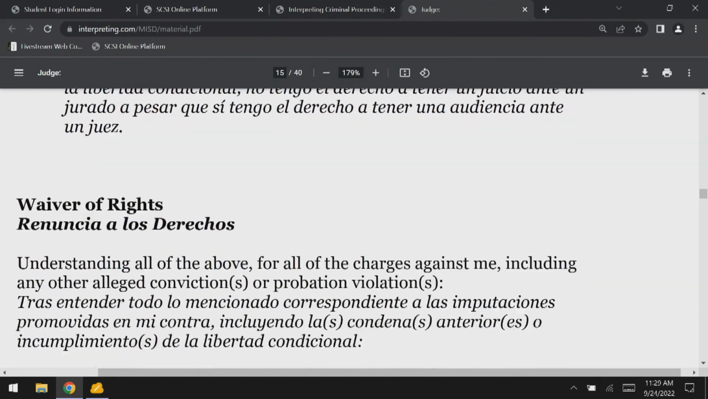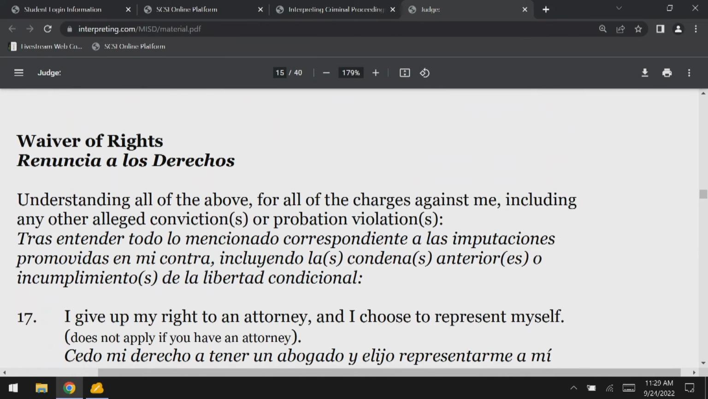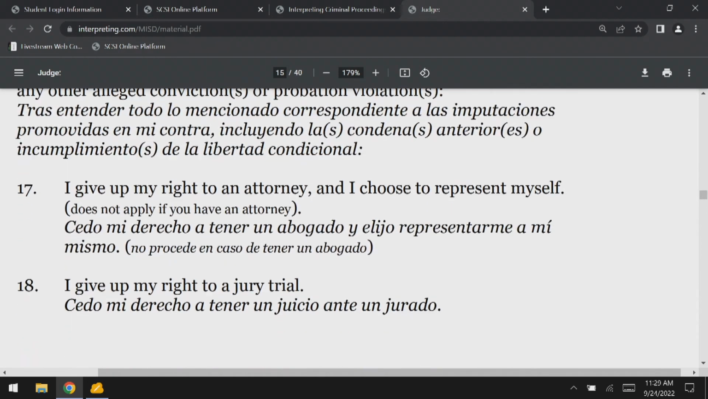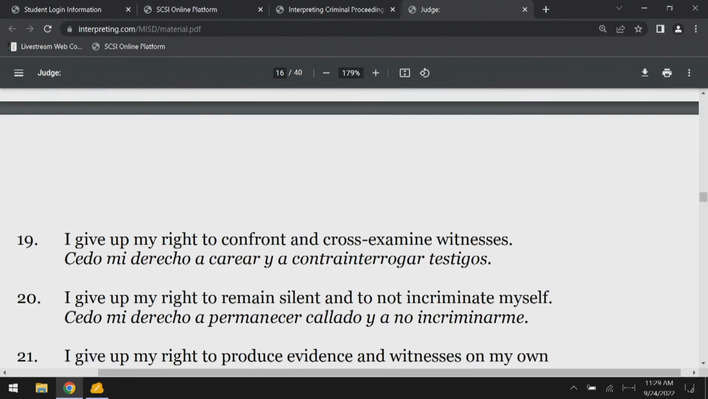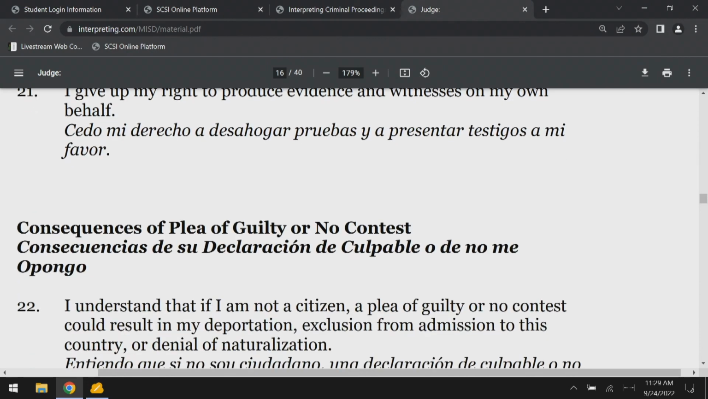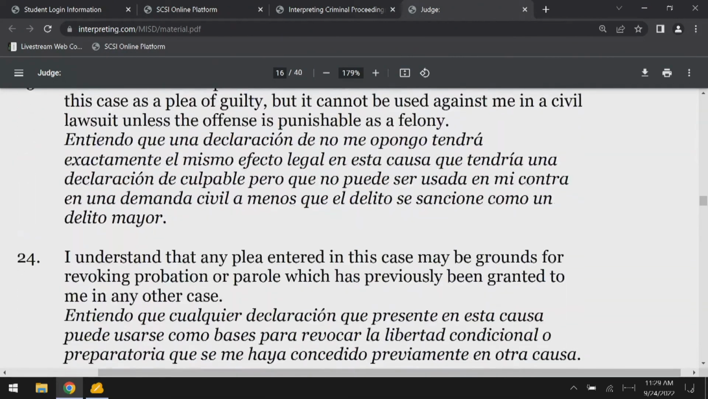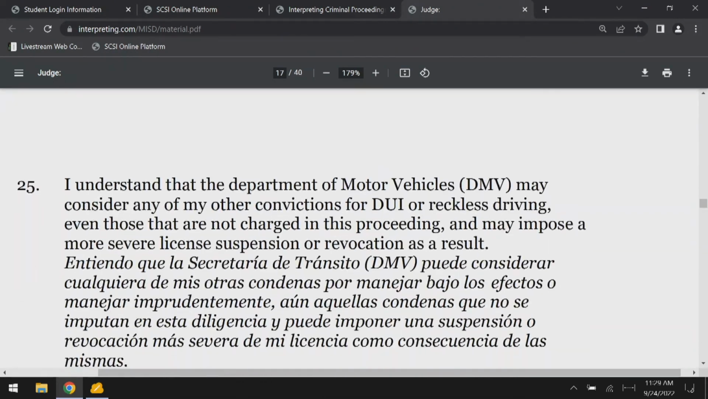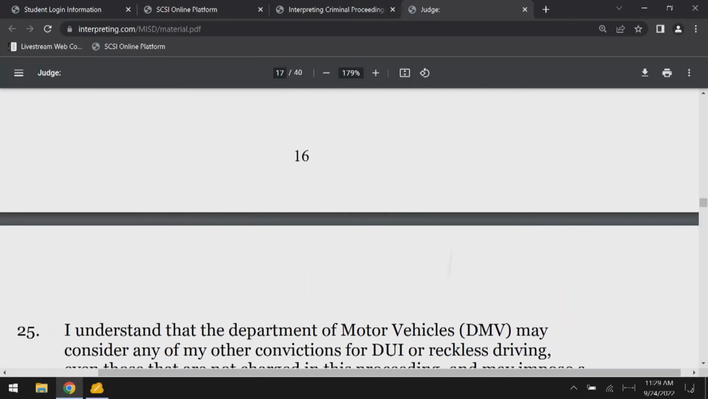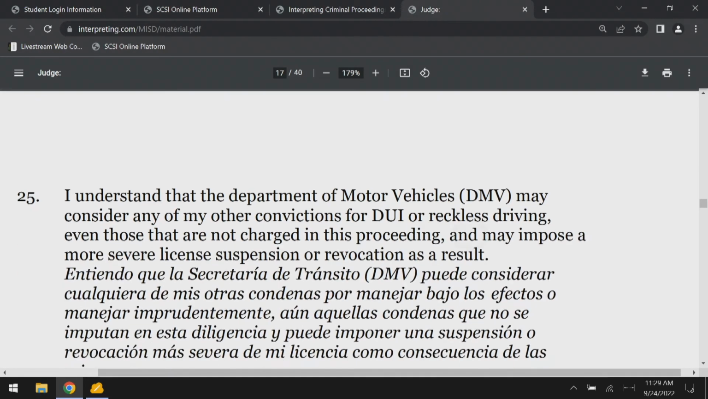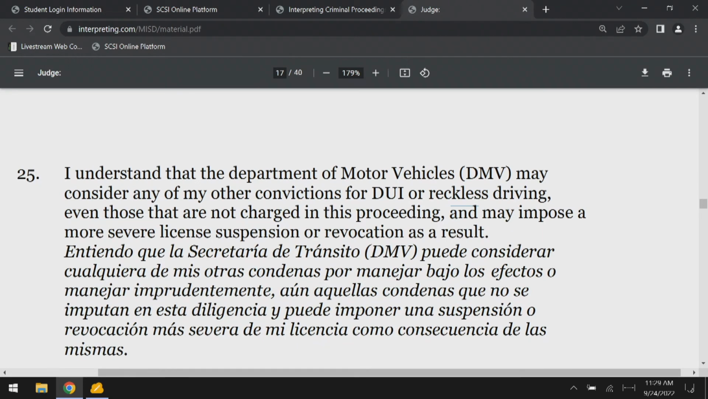But they're going to be very similar to the other ones that we have already seen, because there are no new rights. Then you have to waive your rights, which is very similar to what you've seen in the previous form. Then you have the consequences of the plea, which is similar to what you've seen in the other form, except that on page 17, there is a consequence of that plea that is not in the previous form, the one that you studied for today.